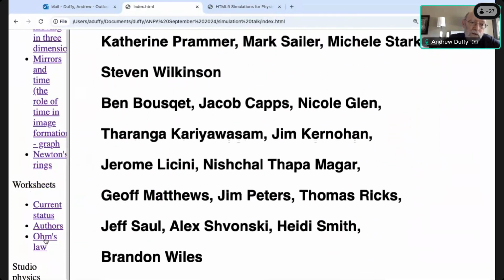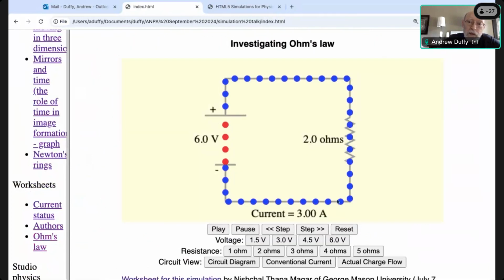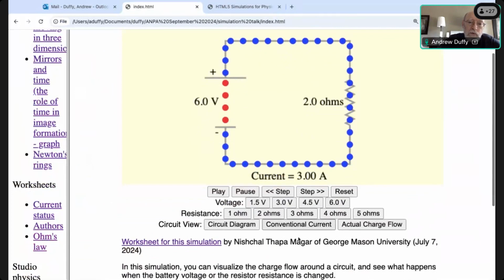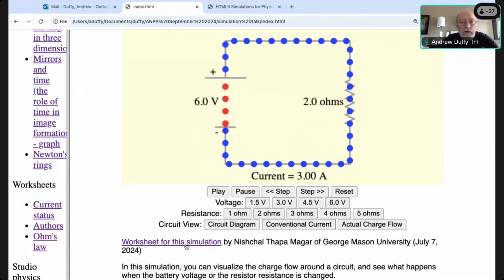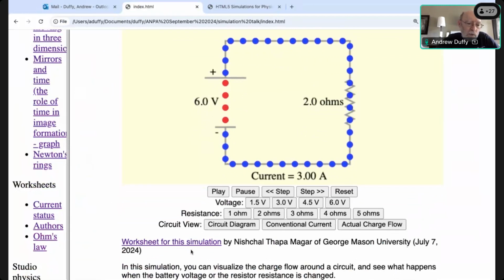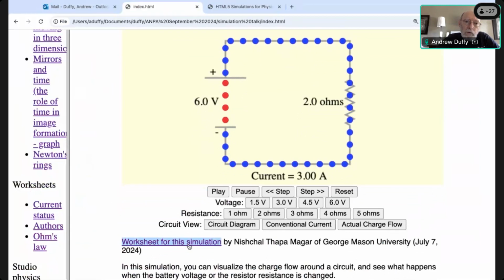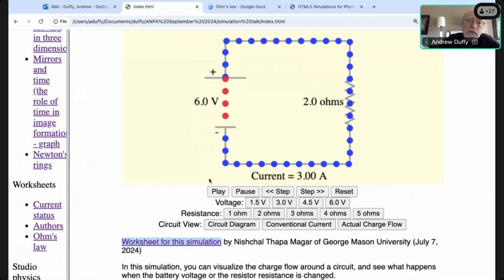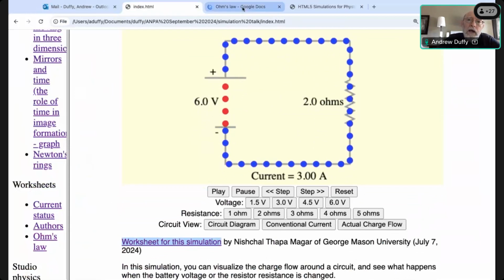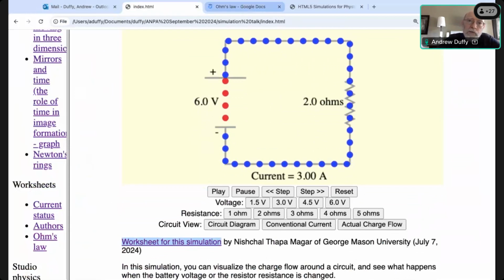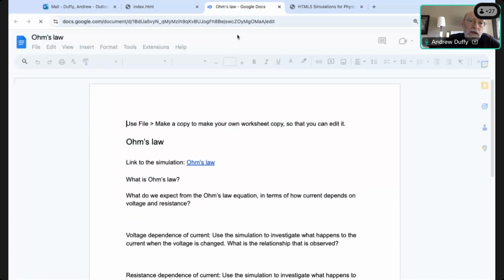Okay, so let's go back to this Ohm's Law 1, as we just talked about. If you want to see the worksheet, I think you could click on this link and it would open up in this window. But the best thing to do actually is open it in a new tab. So we'll look at that worksheet in a second. It's a fairly simple worksheet, but I think it's nice.